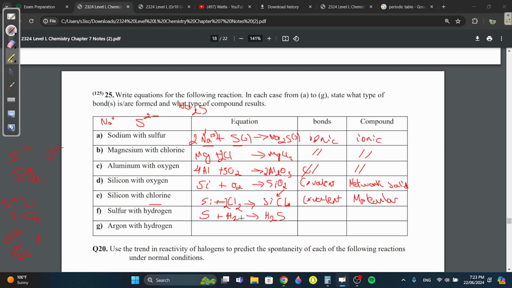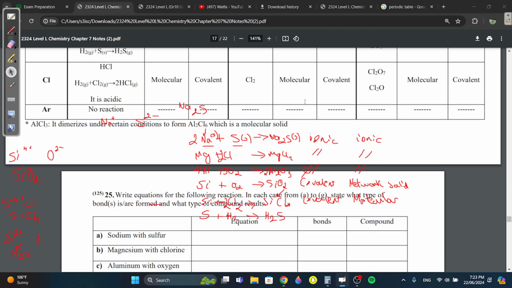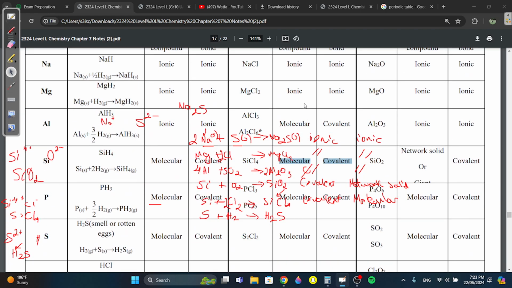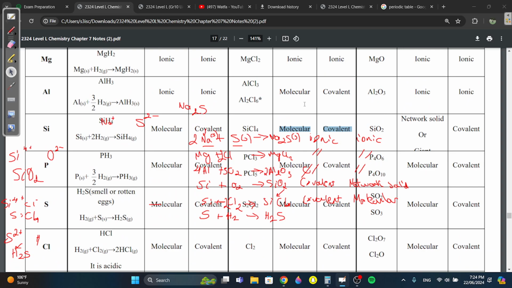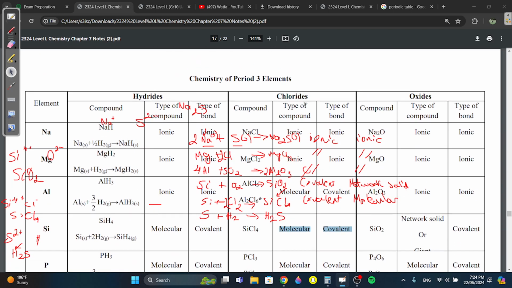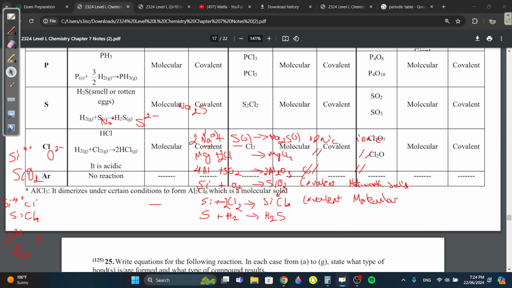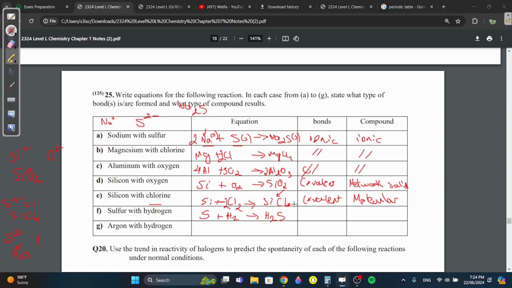And then S plus H2. This is non-metal, non-metal. It's going to be also covalent, molecular. H2S, hydrogen sulfide. It smells like rotten eggs. I remember this. Molecular covalent. So the bond is covalent and the compound is molecular.